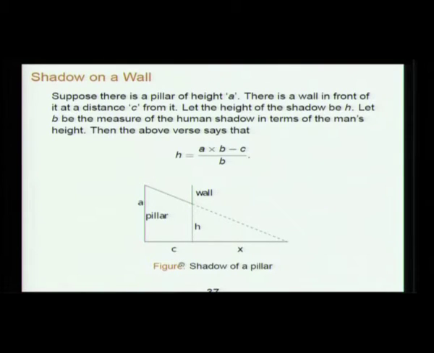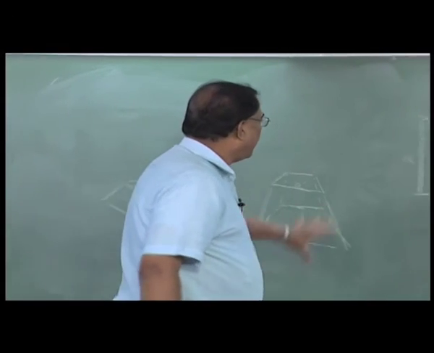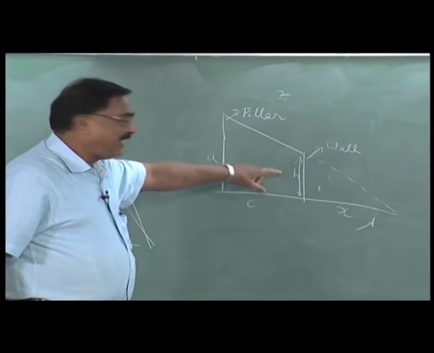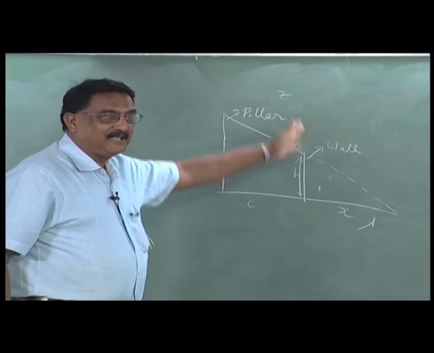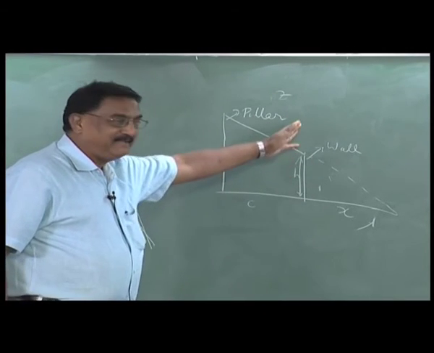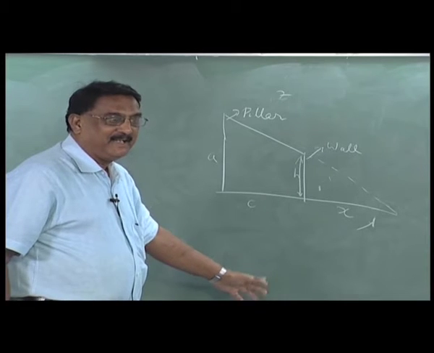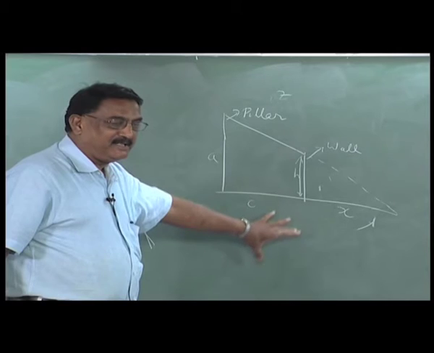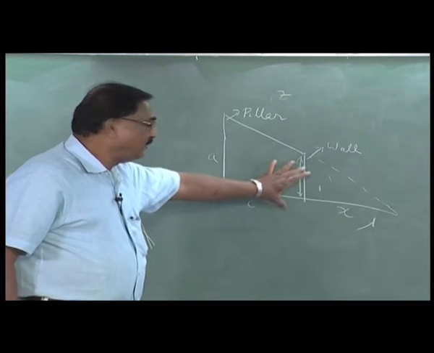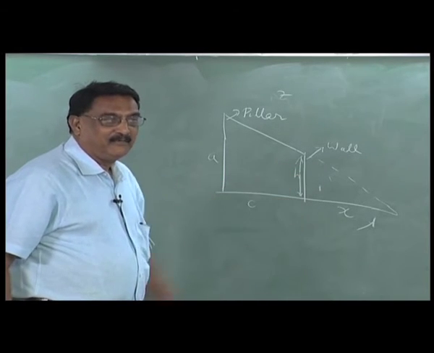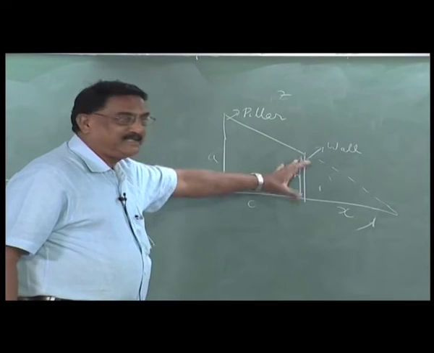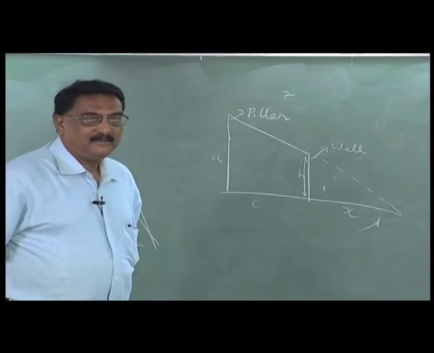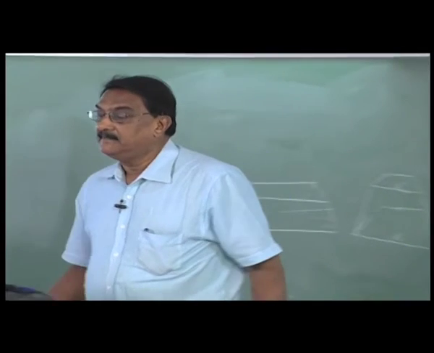This is an important result, and it is again relevant for instance for the lunar eclipse. If this is the earth, and the sun's rays are coming, and this is the moon's orbit, there is no wall, but this is where the moon is traveling. Then the shadow region will be this. If the moon is completely in this, then it is a full lunar eclipse, and partially in it, a partial one. I will come to that.